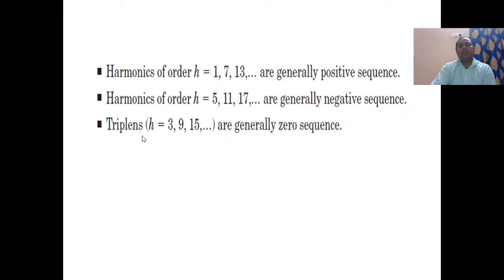In triple harmonics, h equals 3, 9, 15. 3 plus 6 is 9, 9 plus 6 is 15, and these are generally the zero sequence. The first is a positive sequence, the fifth is a negative sequence, and the third is a zero sequence. If we add, 1 plus 6 is 7, 5 plus 6 is 11, 3 plus 6 is 9.